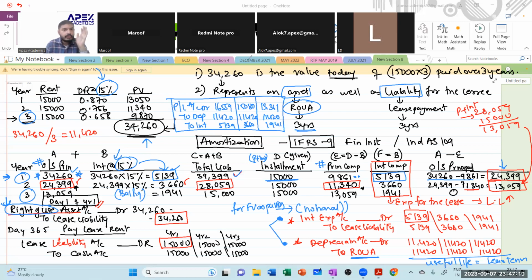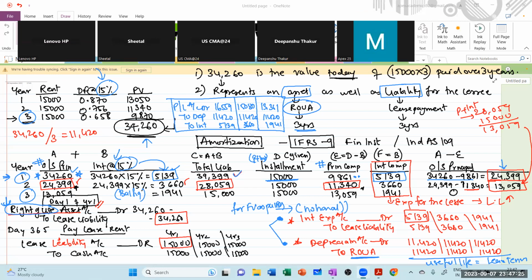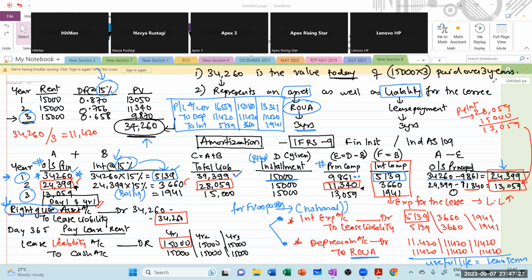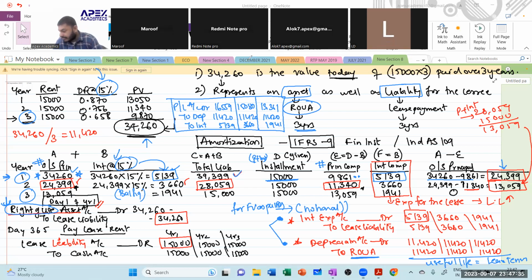Any doubts? I understand that it's a complicated concept. I don't expect you to pick it up just like that immediately. I'll do one or two questions, and you will be able to pick up the calculation then. Please take a screenshot of this, and I'll do one more numerical with you. Is the screenshot taken? Yes, sir.